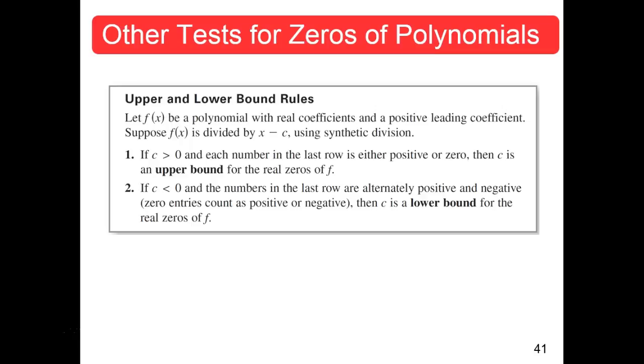Don't look any further. Remember before we found x equal 1 was the upper bound. If c is less than 0, like minus 2 or 3, you're doing synthetic division, and the numbers in the last row alternate positive and negative, plus, minus, with 0 entries counting as either positive or negative, then c is a lower bound. So if you have a negative c and the last row alternates signs, then c is the lowest bound you can have. You can't get any smaller.